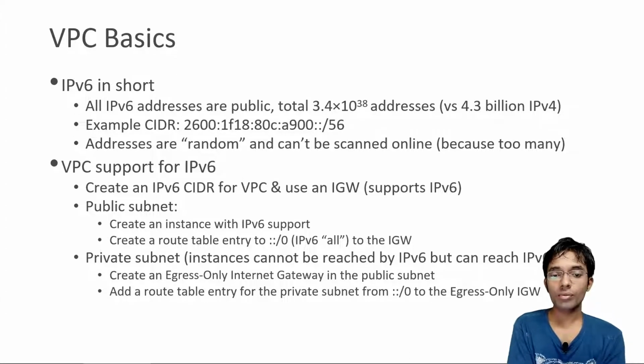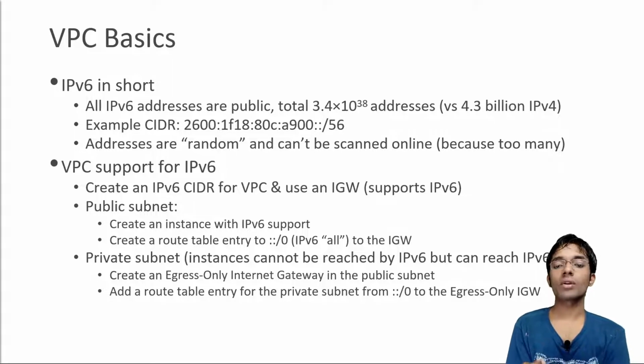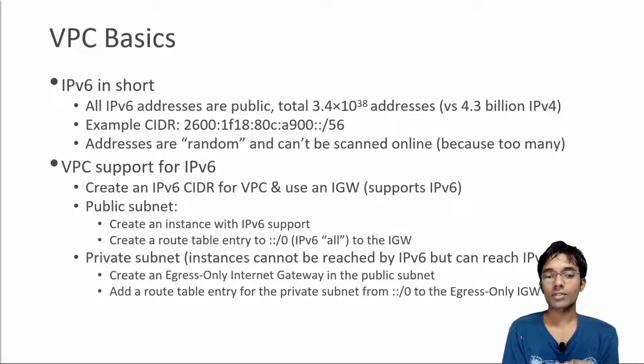Okay, and next we have IPv6. I'll try to explain it in short, but all the IPv6 addresses are going to be public, and the reason IPv6 addresses were created is that we are running out of IPv4 addresses. IPv4 addresses total 4.3 billion, but currently we are about to run out, and so we invented IPv6 to have public addresses, and we have a total of about 3.4 times 10 to the power 38 addresses, which is a huge number.